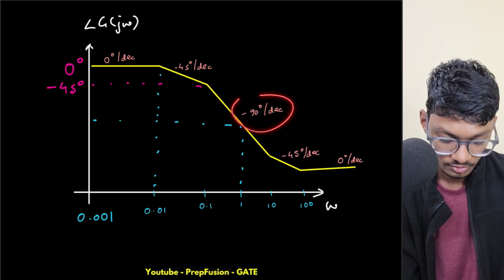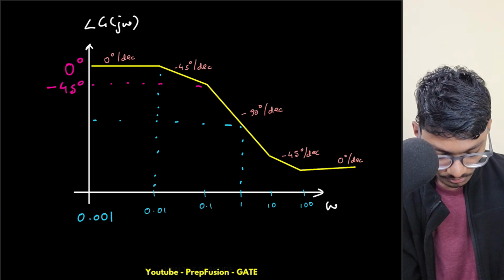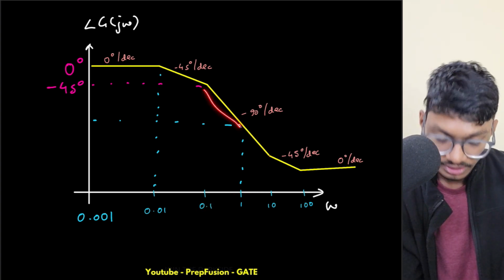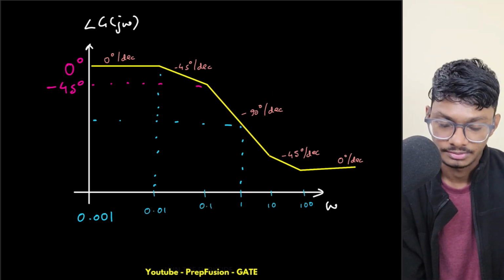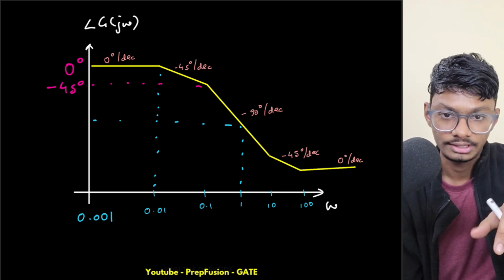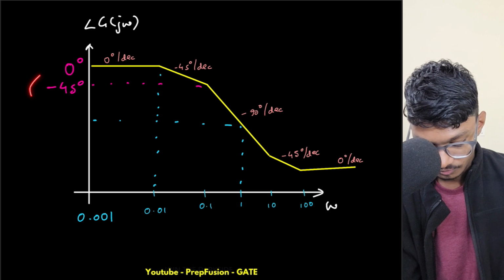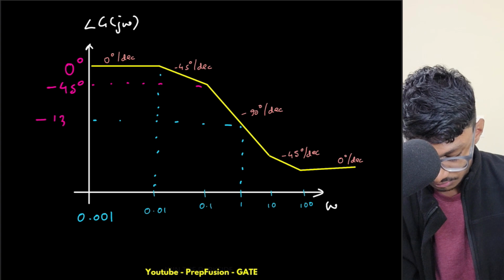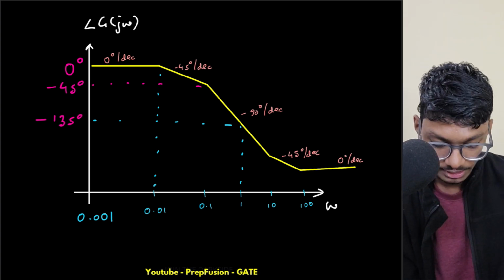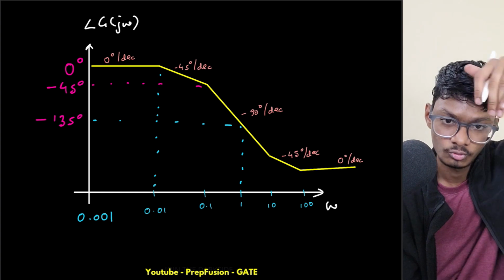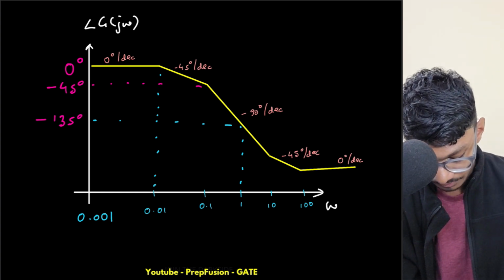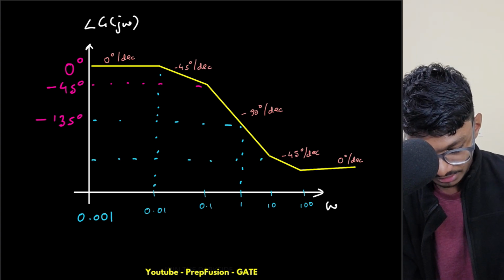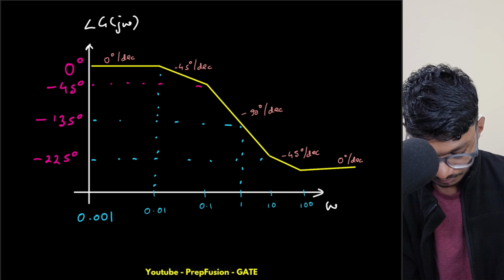After this, we have a slope of minus 90 degree per decade, and I move 1 decade at 1. What does this mean? You move 1 decade and you move down by 90 degrees. Currently my value is minus 45, I will move down by 90 degrees, so this will be minus 135 degrees. If I move another decade, the slope is the same, so I will again move down by 90 degrees. We have already found our value, but I am still continuing. This will be minus 225.